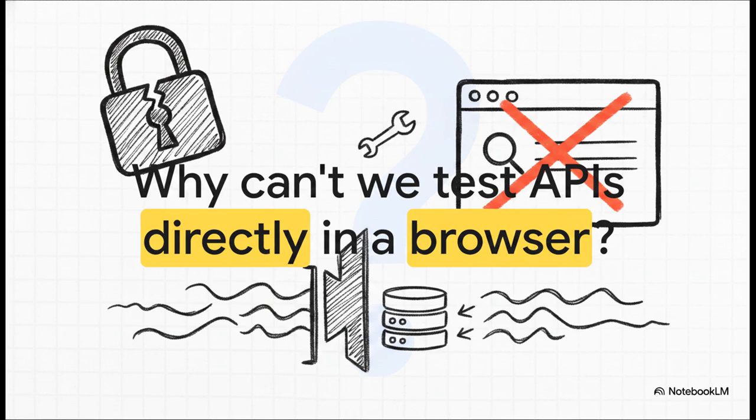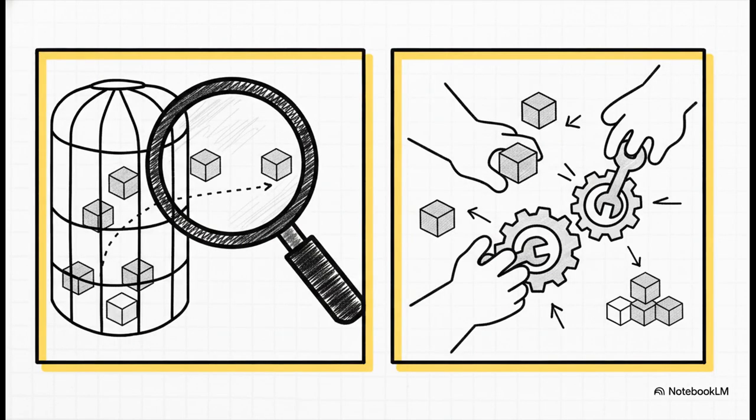Browsers are absolutely fantastic at rendering web pages for us, but they severely restrict our ability to actually test the underlying mechanics. I mean, sure, if you open up the Network tab in your browser's Inspect tool, you'll see API calls happening in real time. But can you actually intervene? Can you mess with them? Well, the short answer is no.